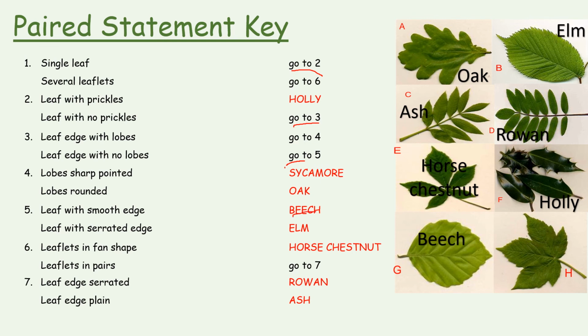Right, so for the last one, it's got a single leaf, so we've got to go to 2. It has no prickles, so we've got to go to 3. And then it's got lobes, so we've got to go to 4. And then its lobes are sharp and pointed, so it's going to be a sycamore. So well done if you managed to get that correct. If not, then try to do this paired statement.